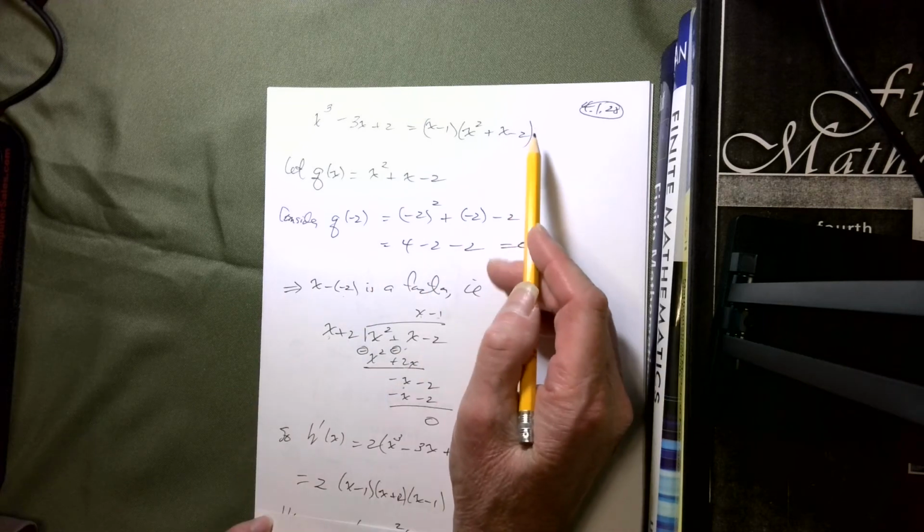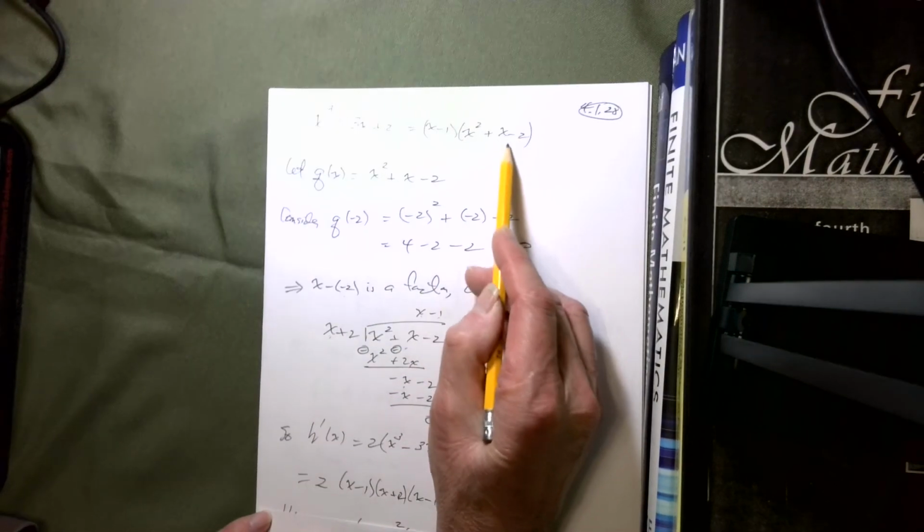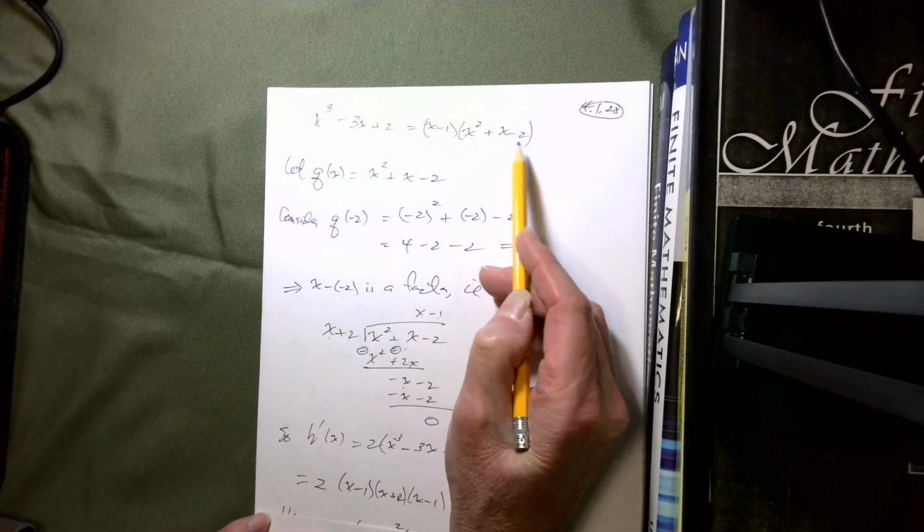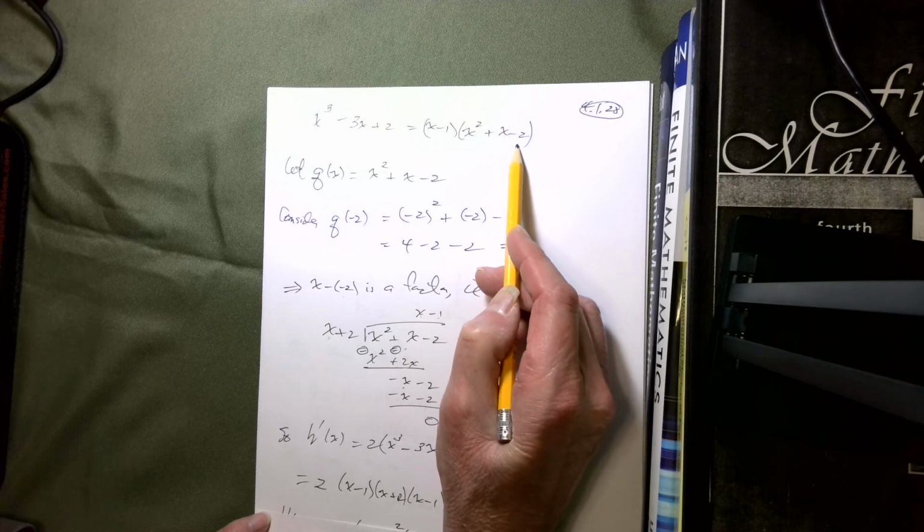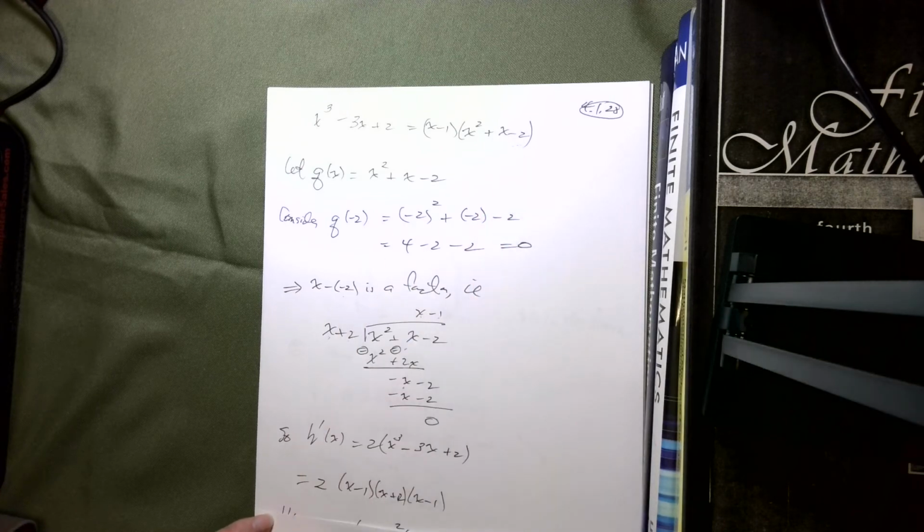And you could have seen that much sooner, right? If you look at the factors of 2, they're 1 and 2. And a positive 2 and a negative 1 is going to get you the positive x. So we could have done it directly.